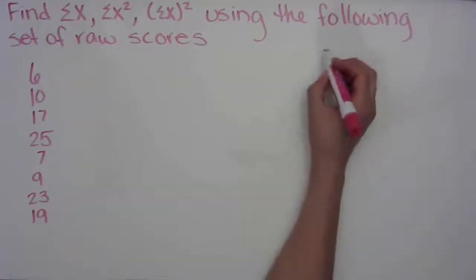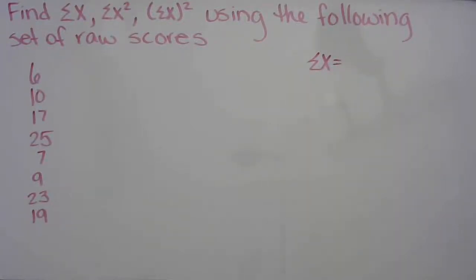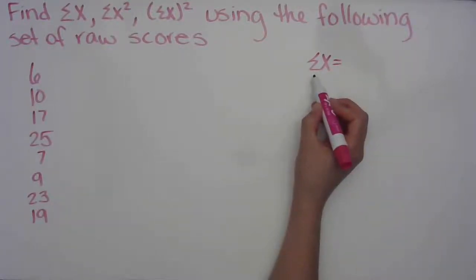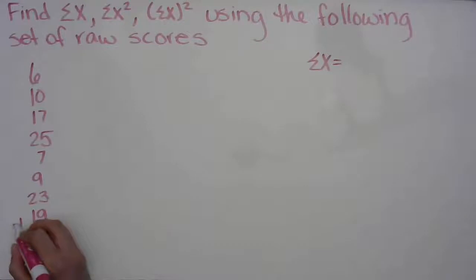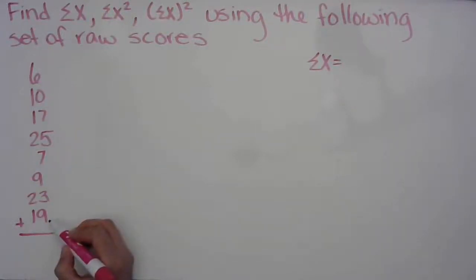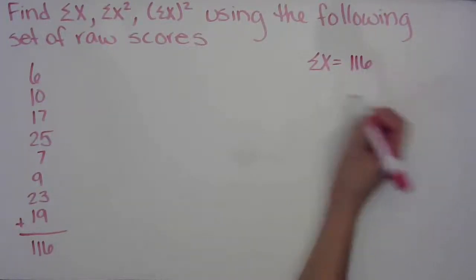Okay, so let's go ahead and start out with our first value here, which is the sum of the raw scores. Now we know that this symbol here, sigma, I believe it's called, is the sum of. So these are our raw scores here. So let's go ahead and just add those up. So we're going to add all of those numbers up, and that's going to give us 116. Okay, so there is that value.